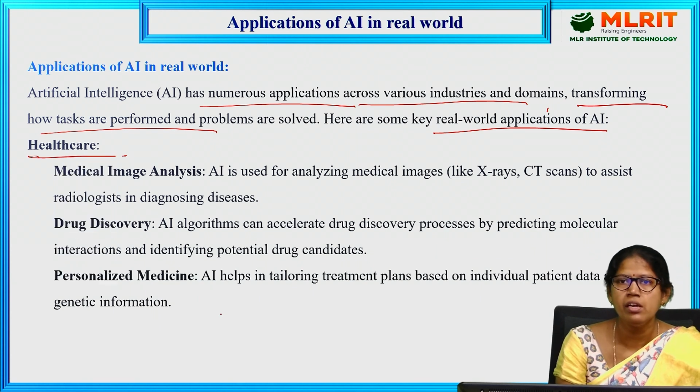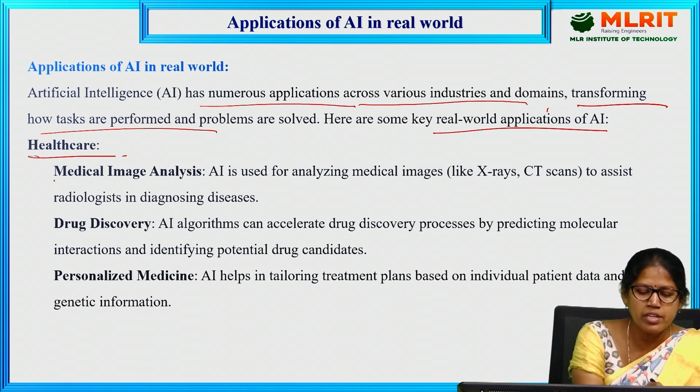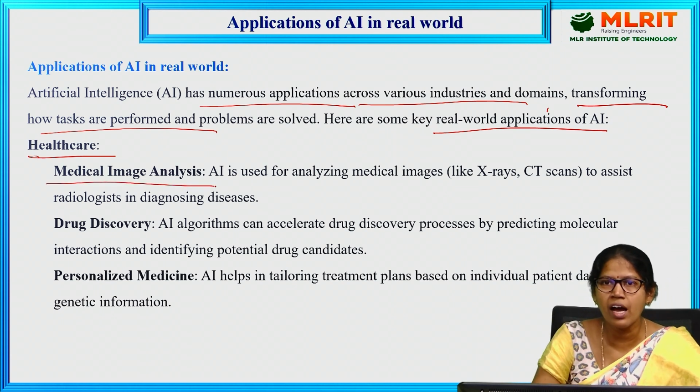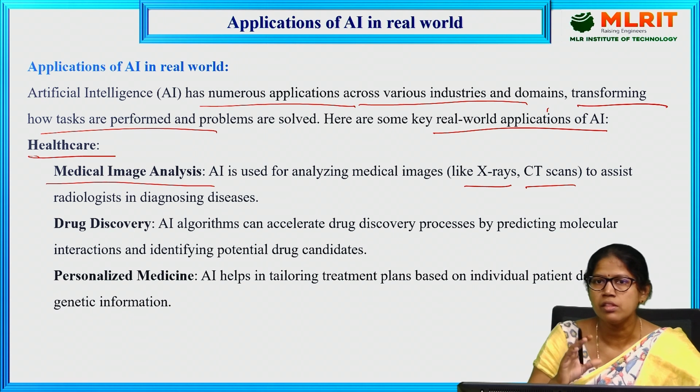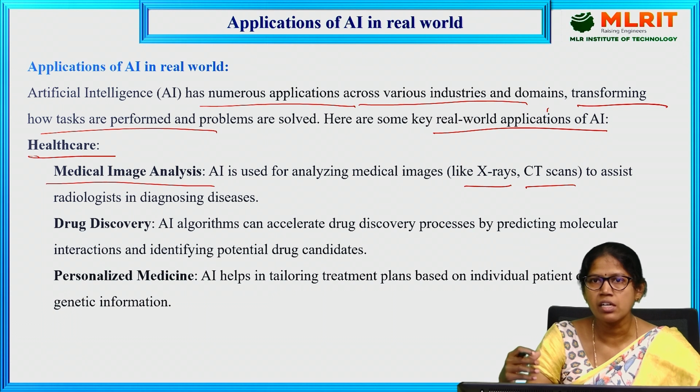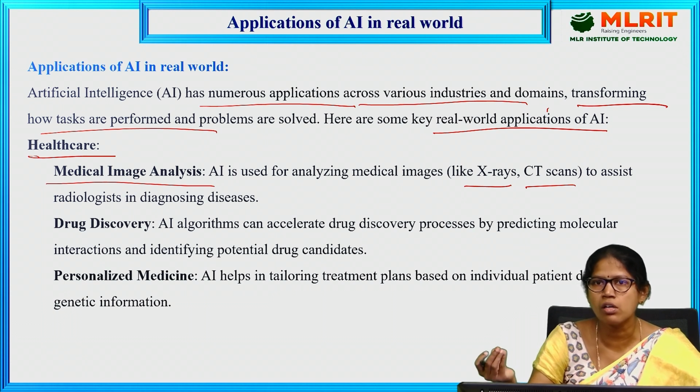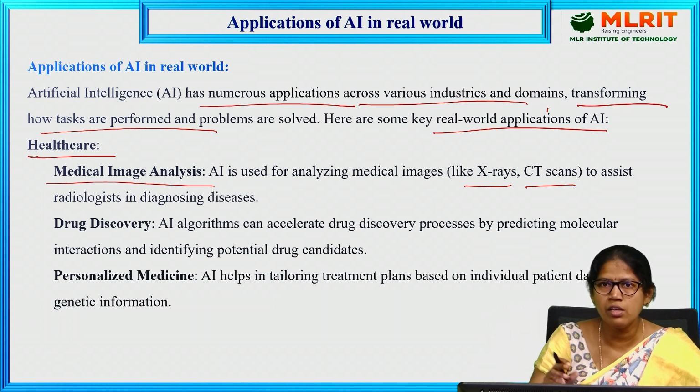How does it solve the problems in healthcare? The first one is medical image analysis. We have already heard about X-rays, CT scans and MRI scans. First the patient goes for those scans and later a scan document comes. Later that patient goes to the doctor. Then the doctor will identify. Sometimes the doctor may reach wrong conclusions. But whenever AI is involved in this scenario, it is easy to identify because it is trained on those features.